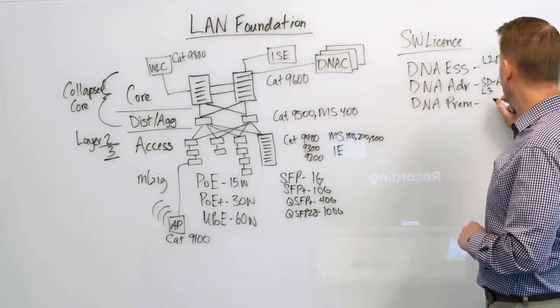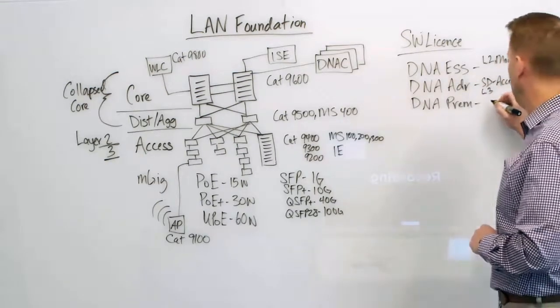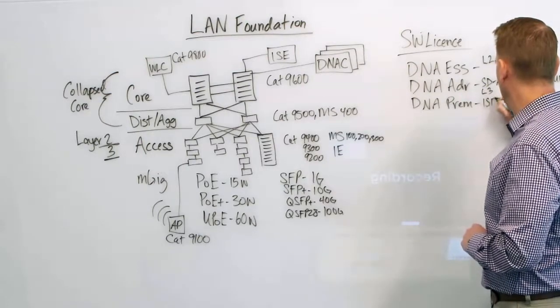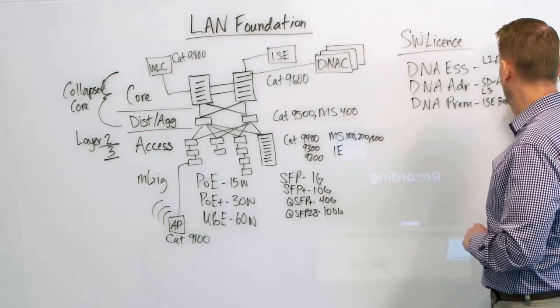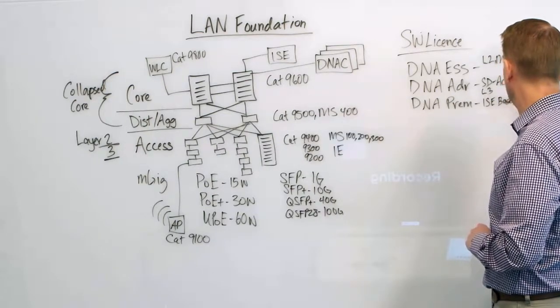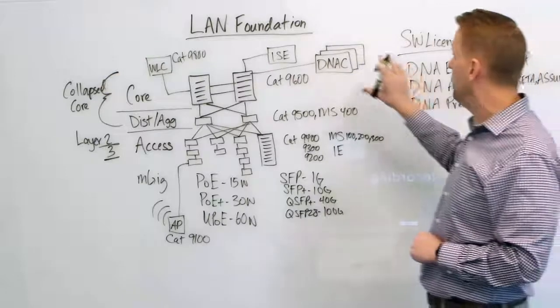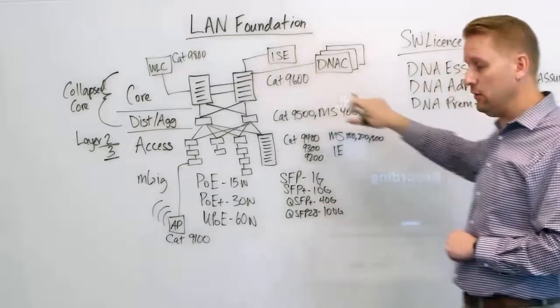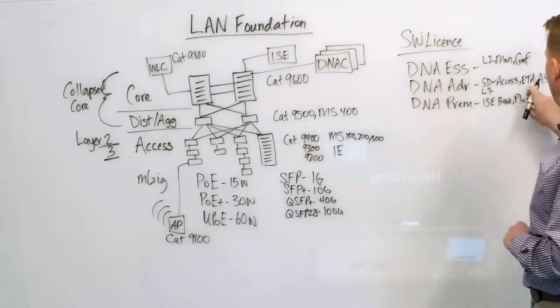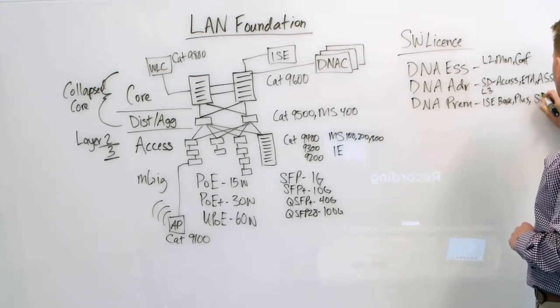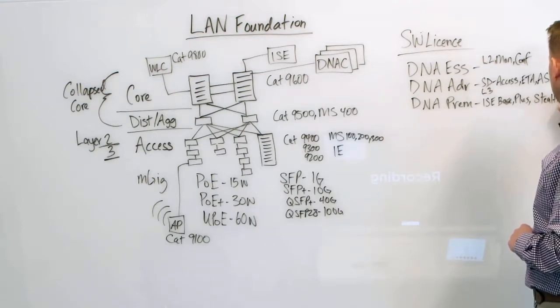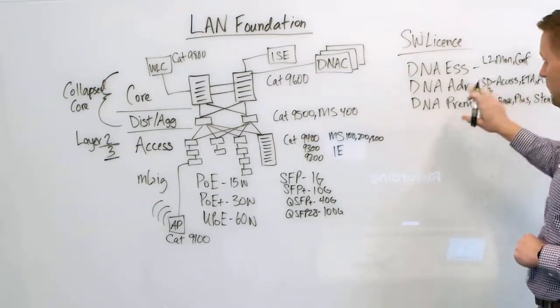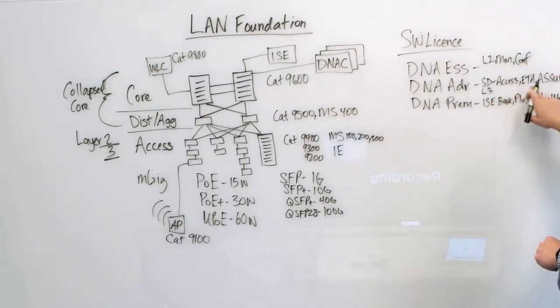DNA Premier provides everything that's in DNA Advantage, but it also adds licenses for ISE, Base, and Plus. So that's a requirement for software-defined access to have ISE licenses, and a requirement for encrypted traffic analytics is to have StealthWatch licenses throughout the environment. So to be able to do that inspection without decrypting an encrypted stream of traffic, you need a StealthWatch subscription.